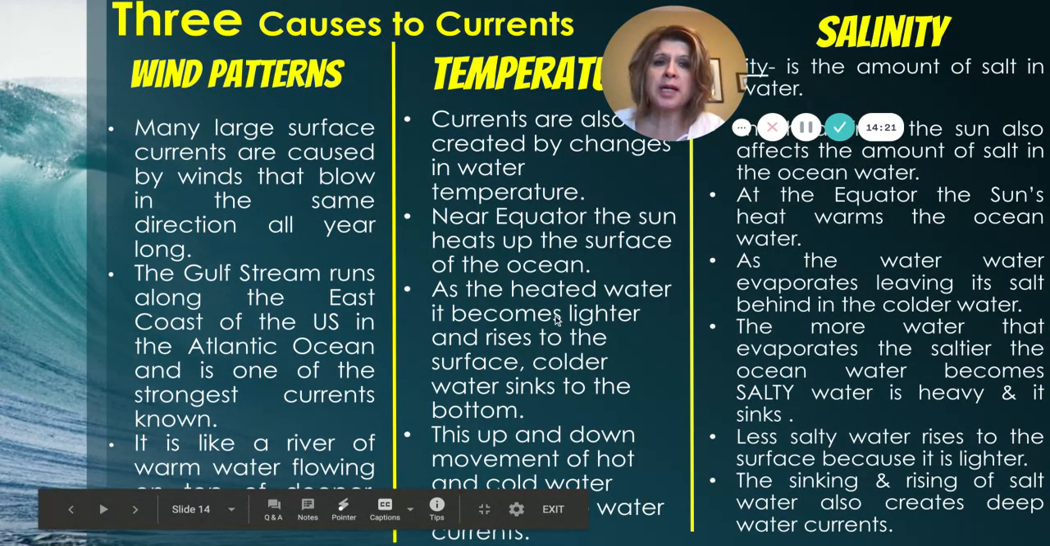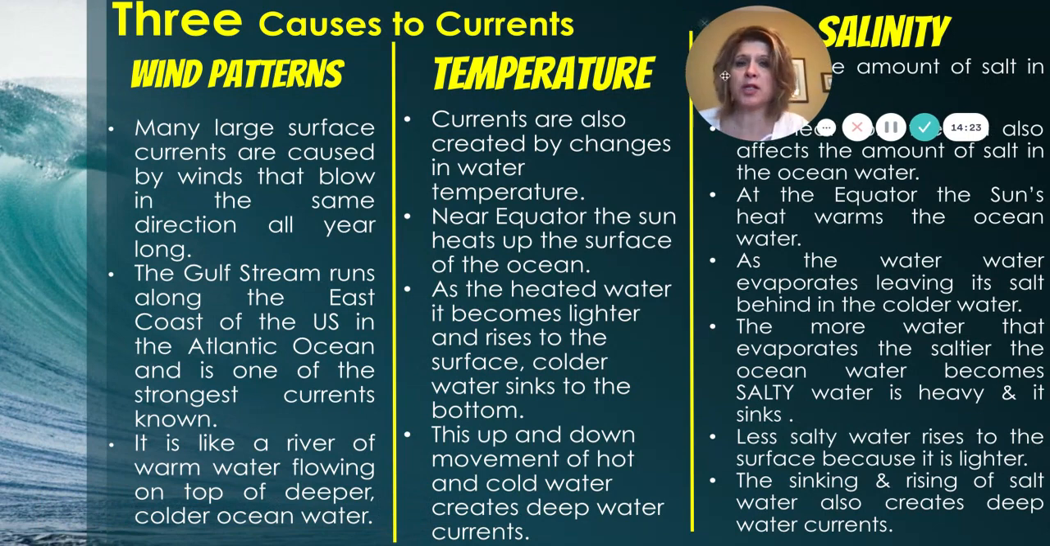Now, three causes. There's lots of information on here. We're going to talk about each one of these. What causes this? If you look on your notes, you will see that there are boxes, and they have you fill in what are the three causes of currents. The first one is that of wind pattern. Many large surface currents working with waves are caused when wind blows across the same direction all year long.